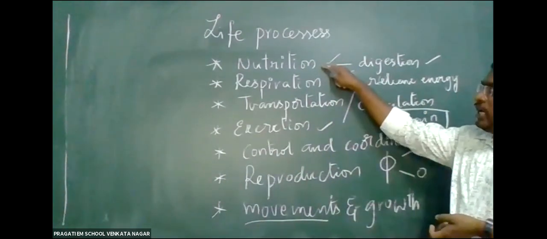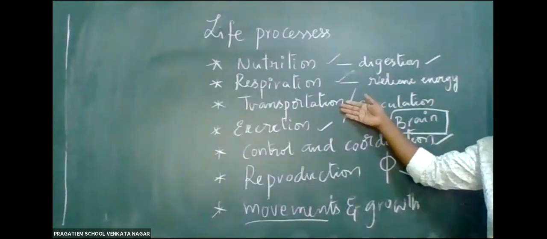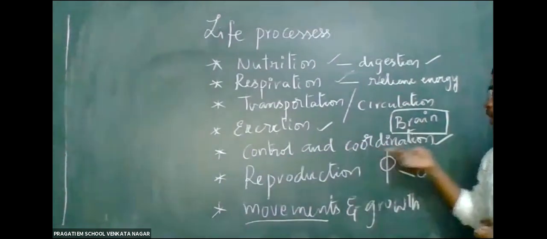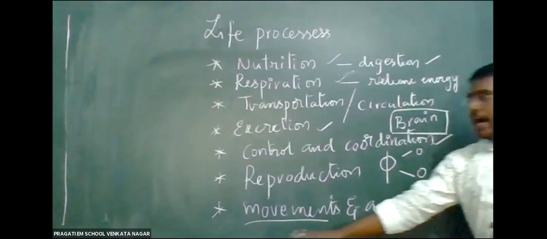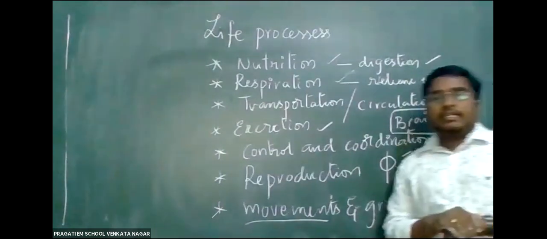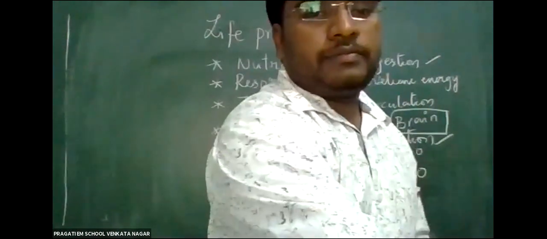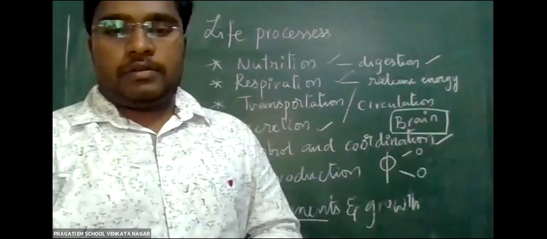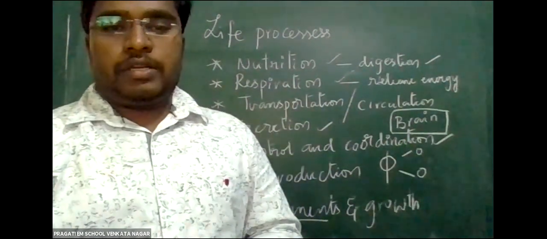First one, nutrition. Second one, respiration. Third one, transportation. Fourth one, excretion. Fifth one, control and coordination. And sixth one, reproduction, and last one, movements and growth. Let us see some representation for you. Look at this screen, children.